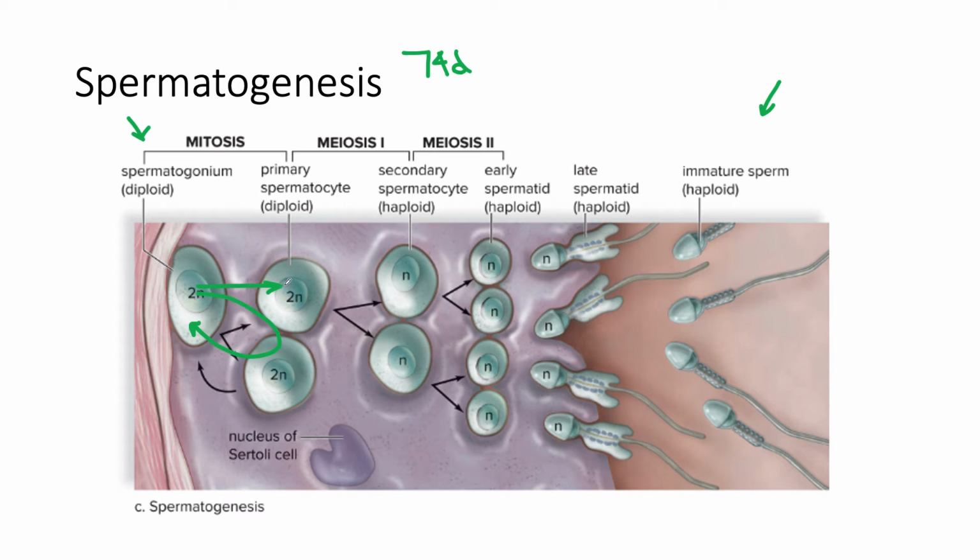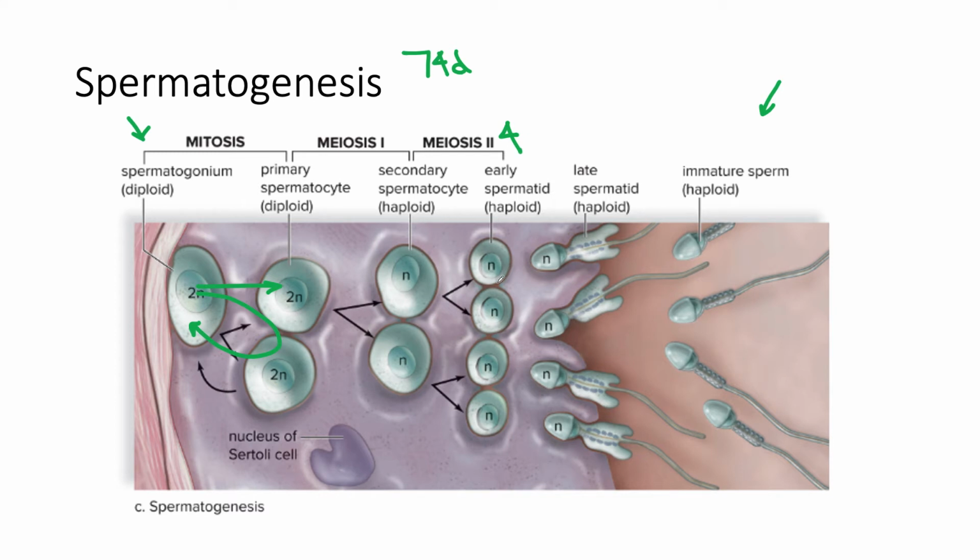So that primary spermatocyte is a diploid cell, and it's going to go through meiosis 1, and we're going to go from a diploid cell to a haploid cell in our secondary spermatocyte. You can see our Sertoli cell right here is right near all of these cells, helping to support and nourish them. That secondary spermatocyte is going to go through meiosis 2, and each one of these daughter cells will produce two daughter cells. So you're going to end up with 4 early spermatids. Now, those spermatids don't really look much like sperm.